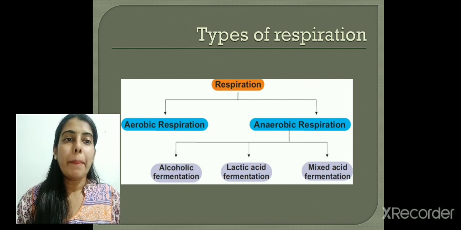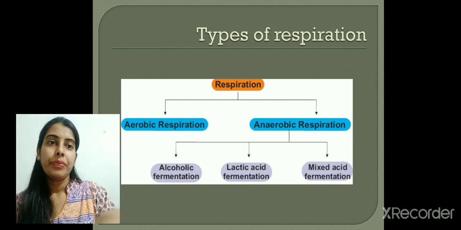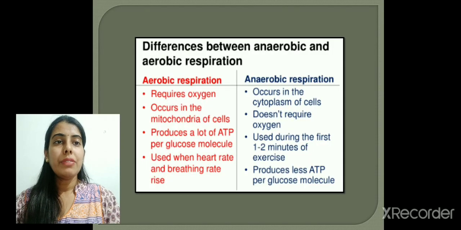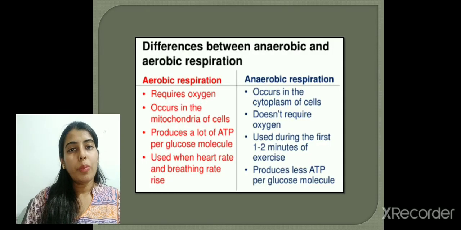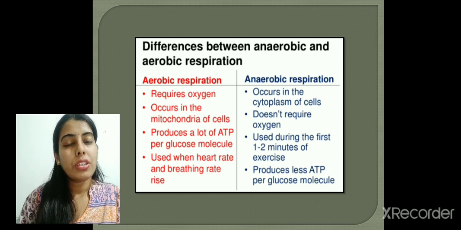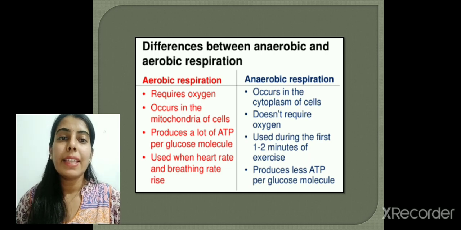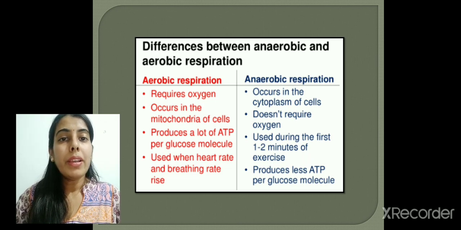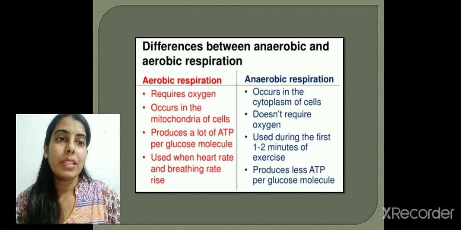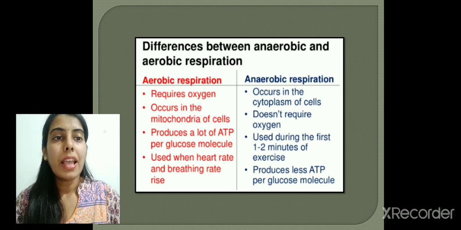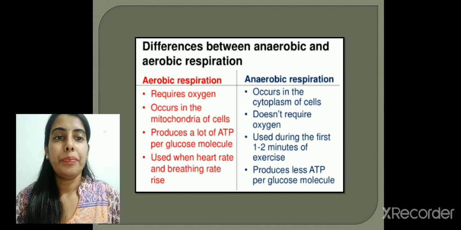So these were a few examples of anaerobic respiration. So what is the difference between aerobic and anaerobic respiration? Aerobic respiration occurs in the presence of oxygen. It occurs in the mitochondria of the cells. Mitochondria is the cell organelle, which is also called the powerhouse of the cell because it releases energy. Aerobic respiration produces a lot of ATP molecules if you compare it to anaerobic respiration, because anaerobic respiration occurs in the cytoplasm of the cells in the absence of oxygen.